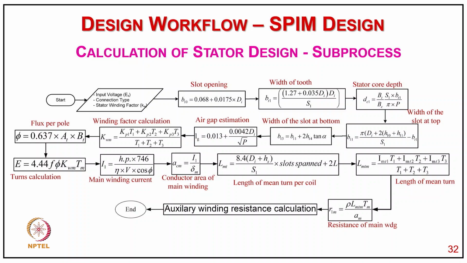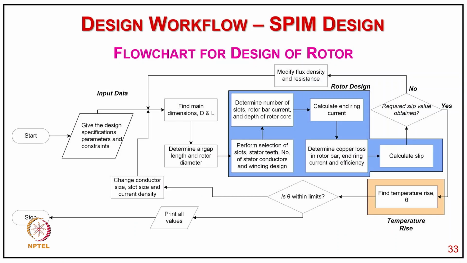So this is for stator design, typically starting from input voltage, connection type and stator winding factor, then the calculation of slot opening, then width of the teeth from the formula, stator depth, then the width of the slot at bottom, air gap estimation, winding factor calculation, flux per pole, turns calculation, main winding current, conductor area of main winding, mean turn length of the coil, resistance of main winding, and then typically the calculation of auxiliary resistance, and end.